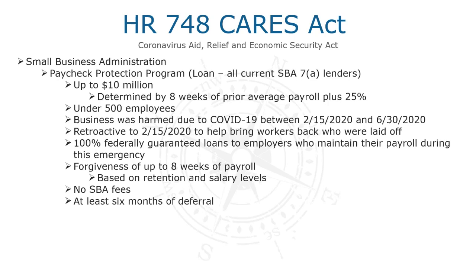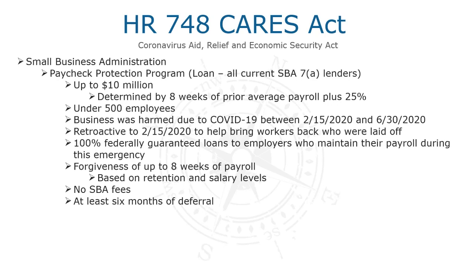The amount needed is determined by 8 weeks of prior average payroll plus an extra 25%. As we've said multiple times, this is for businesses with under 500 employees. Your business was harmed due to coronavirus between February 15th and June 30th. So it's a pretty decent window of time here. It is retroactive back to February 15th, and the goal is to help bring workers back who have been laid off. It's a 100% federally guaranteed loan to employers so they can maintain their payroll during this emergency.